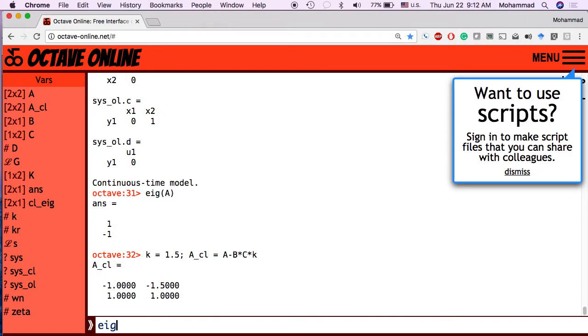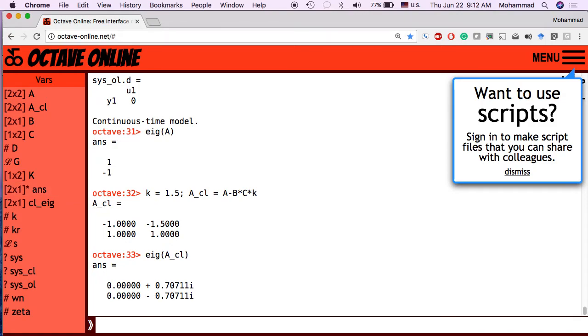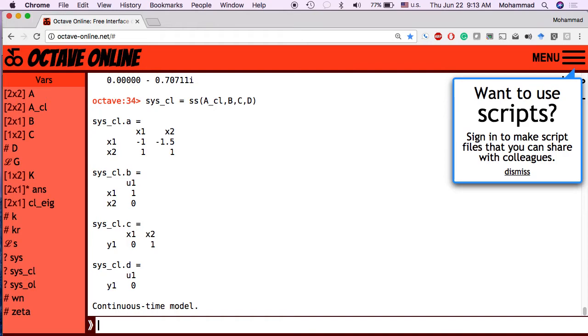And let's look at the eigenvalues of A closed loop. If we have done it correctly, we should get 2 purely imaginary numbers for the eigenvalues. Are they purely imaginary? There's 0 plus minus j times 0.7. So they're purely imaginary. Then you can create a closed loop system the same way we created the open loop system, with now A of closed loop. You modify A, keep B, C, and D the same. So now you have a new system.